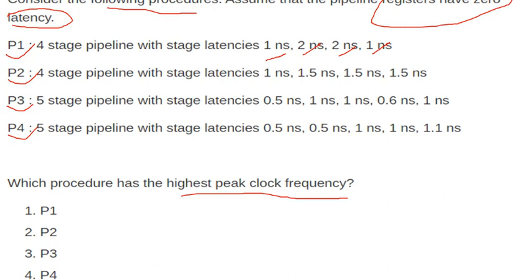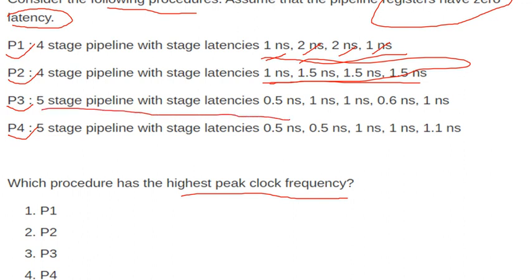In a similar fashion, in this numerical they have given a P1 procedure which has these types of delays in different stages. In the same way they have given a P2 procedure in which the stage delays are 1 nanosecond, 1.5 nanosecond, 1.5 nanosecond, and 1.5 nanosecond. In P3 they said that there is a five stage pipeline, and they have given the delays. In P4 they have given the delays, and it is also a 5-stage pipeline.